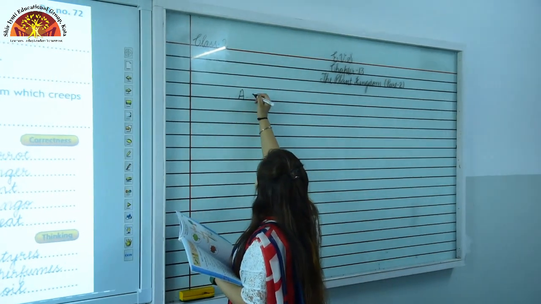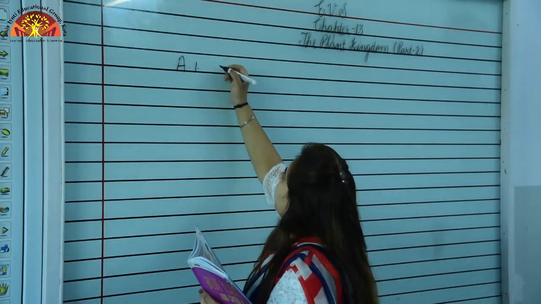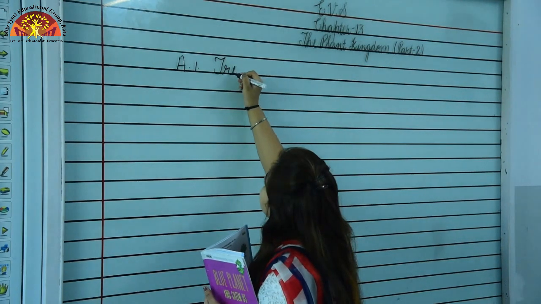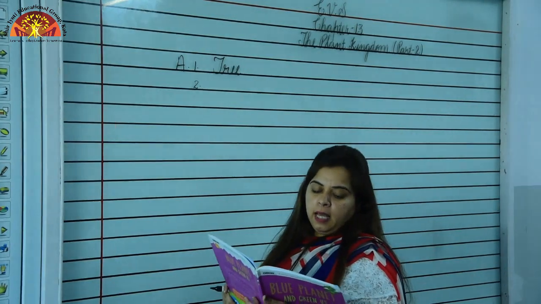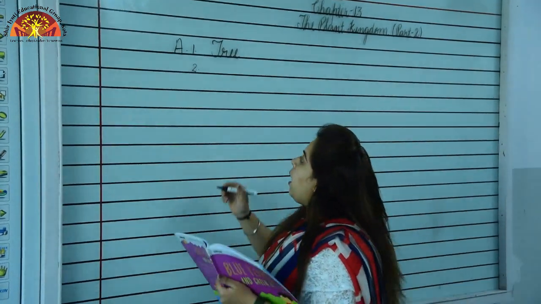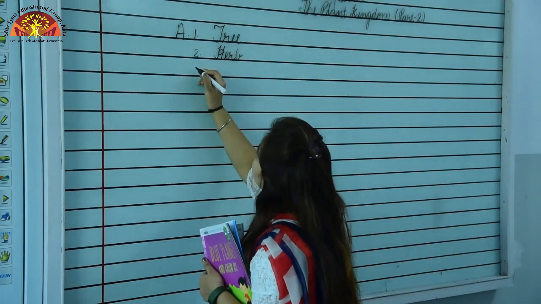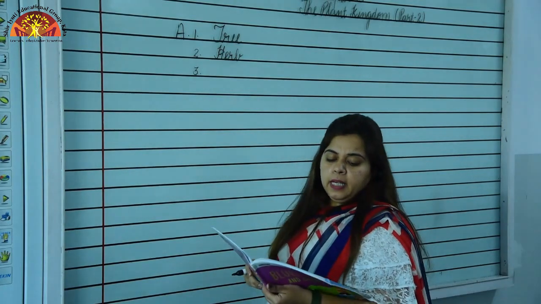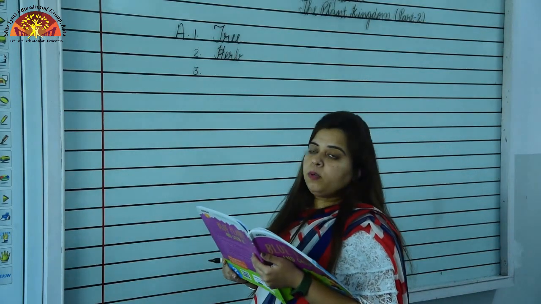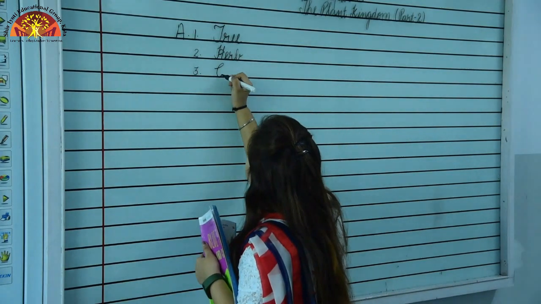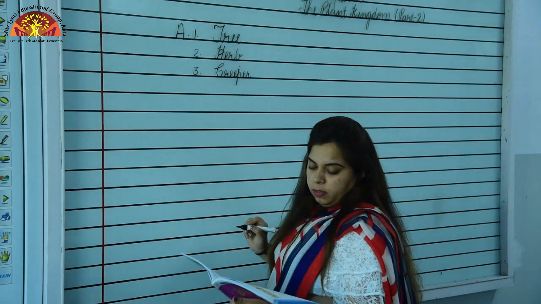Question A. First, it has a thick and woody stem called trunk. Answer is tree. T will be capital, T-R-E-E, tree. Number 2, it is a small plant that has a thin green stem. Answer is herb. H will be capital, H-E-R-B, herb. Number 3, it is a weak plant that has a long and thin stem which creeps on the ground. Answer is creeper. C-R-E-E-P-E-R, creeper.